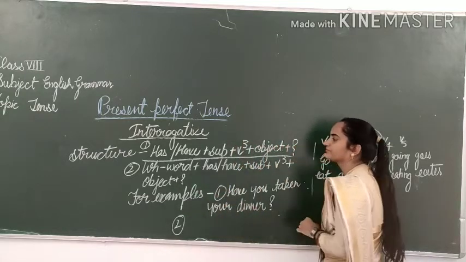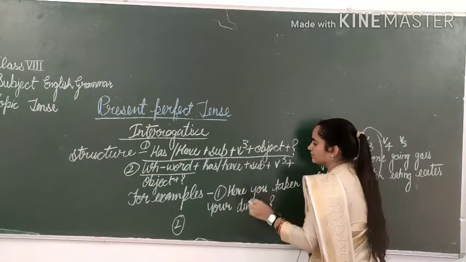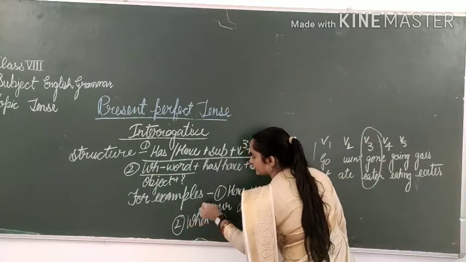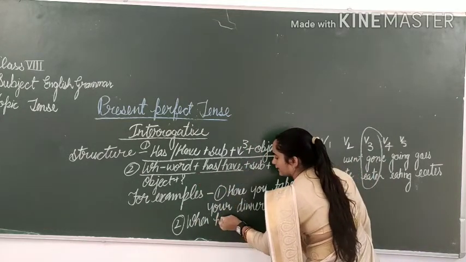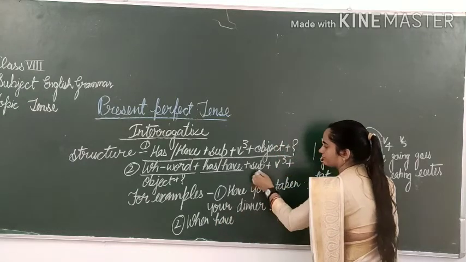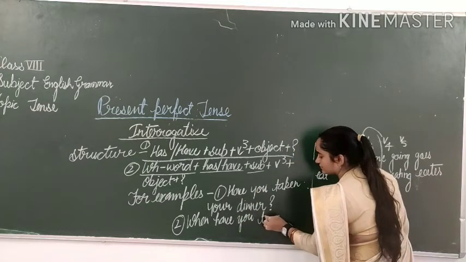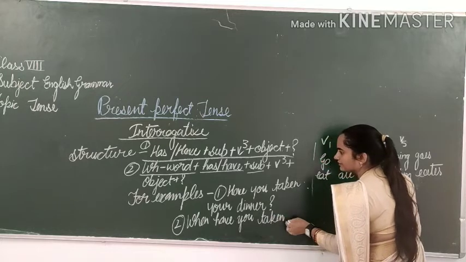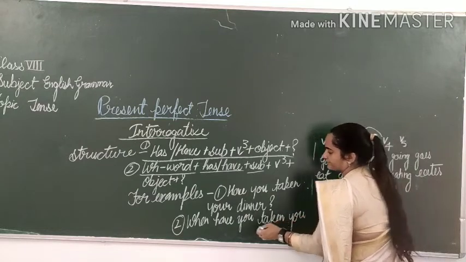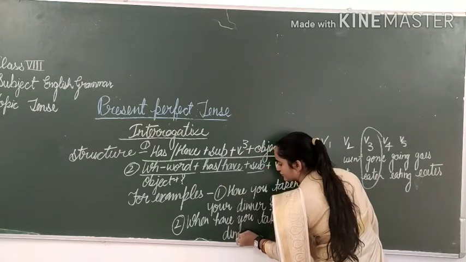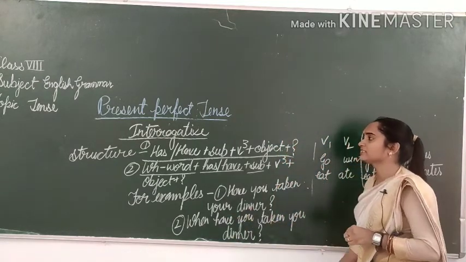Now second, we will start with WH word. Firstly, we will select one WH word. Suppose when. Then has or have. So I have taken have. And then after your subject you. And this is your MV3. When have you taken your dinner? When have you taken your dinner? And in the last you will put question mark, because this is interrogative sentence.